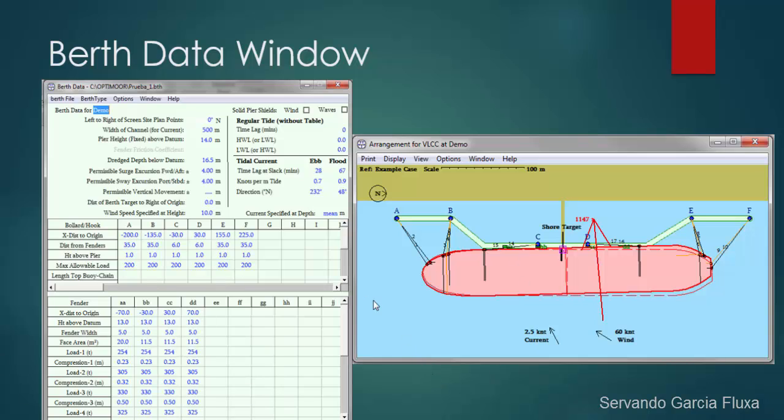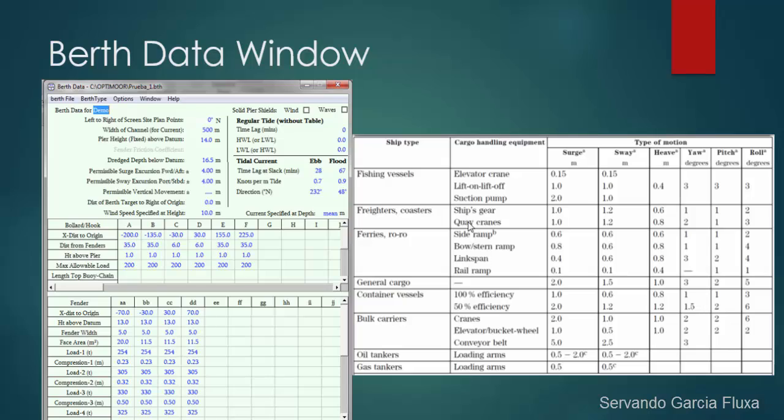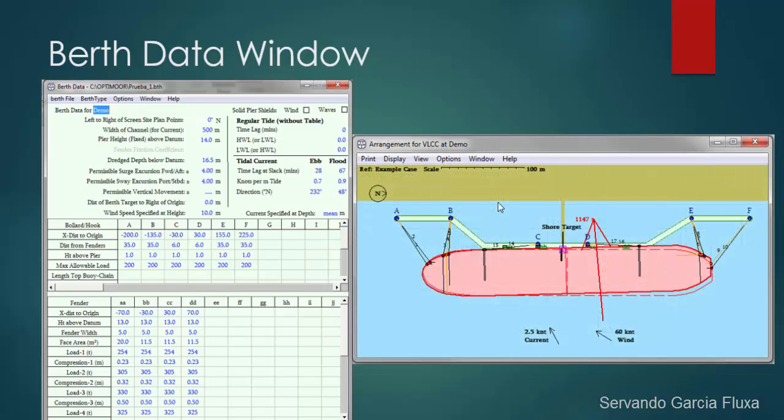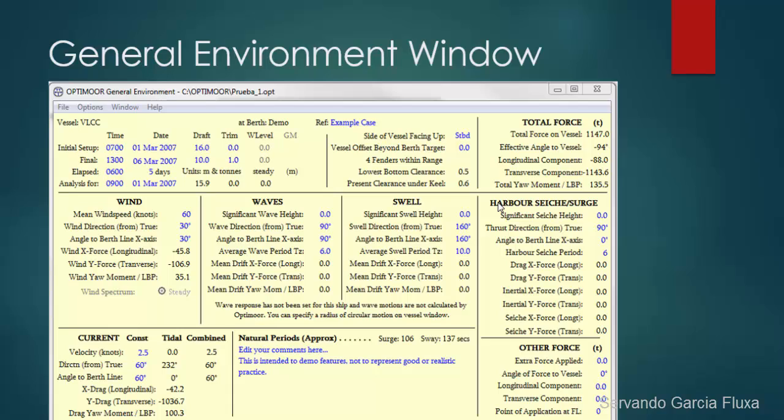Once you have filled this berth window, we're going to go to, oh well, I forgot to explain this. If you don't really know what the permissible surge excursion and the permissible sway excursion are, BS6349 table 3 gives you some values that you have to take into account. These are the recommended values for the permissible surge and sway. Okay, once we have filled that table, we are going to go to the general environment window.